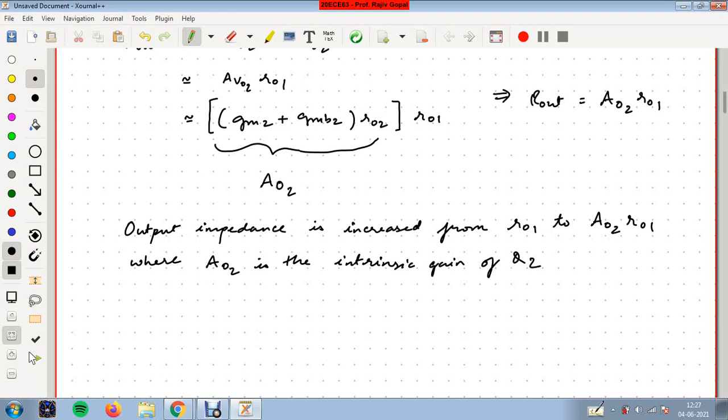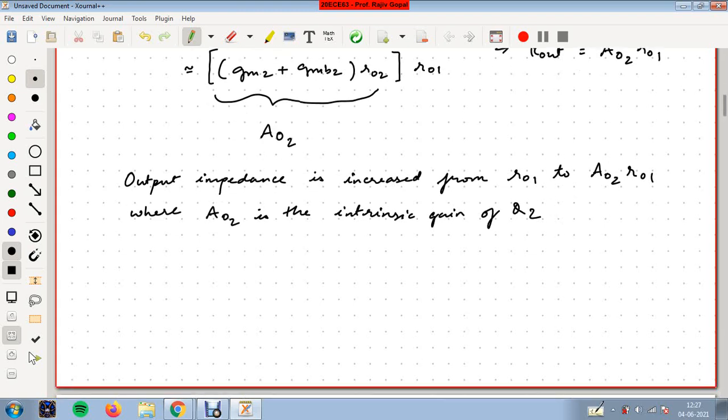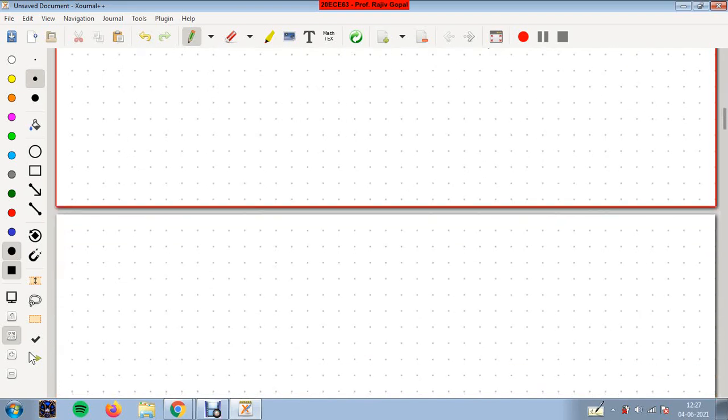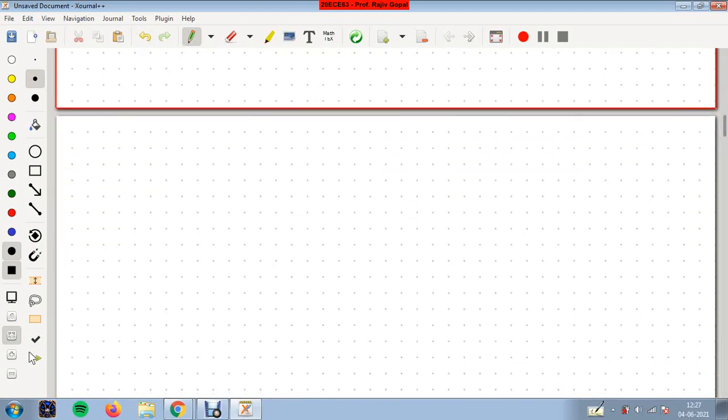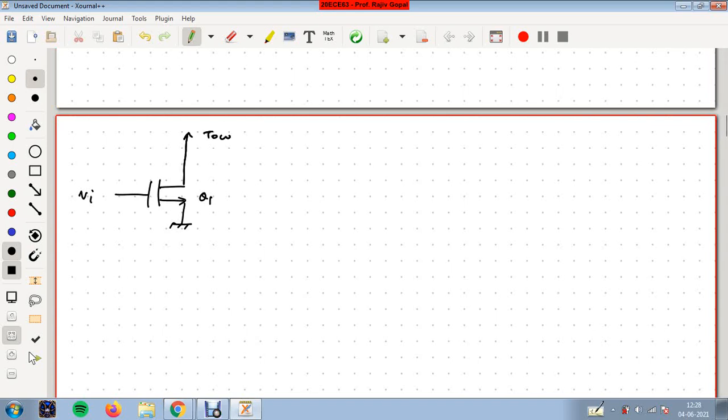So this is what the cascode amplifier does. Now this entire circuit you can reduce to this. Earlier you had a simple common source amplifier like this. This was Q1, this is towards VDD, and the load.